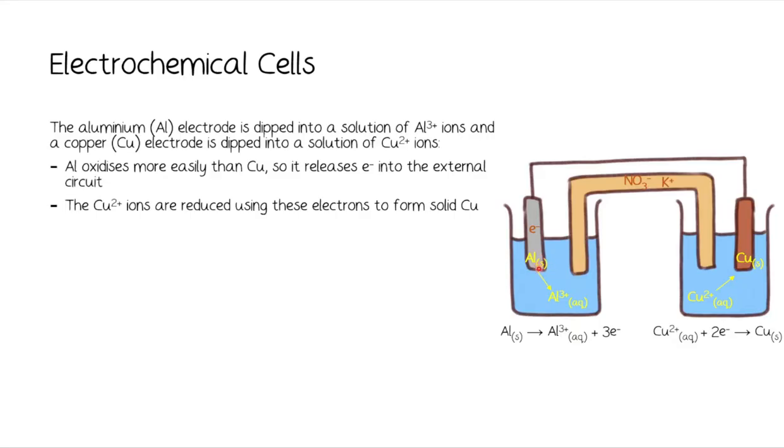You can see this here, where the solid aluminium is oxidized and loses electrons to form Al3+. The electrons it loses flow through this external circuit and then go into this solution here. It combines with the copper ions and reduces them to form solid copper.